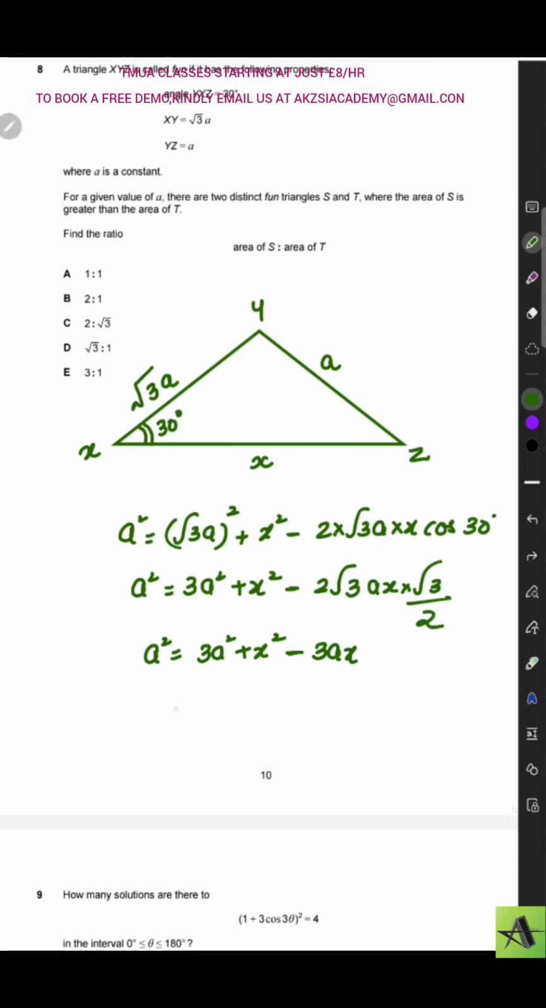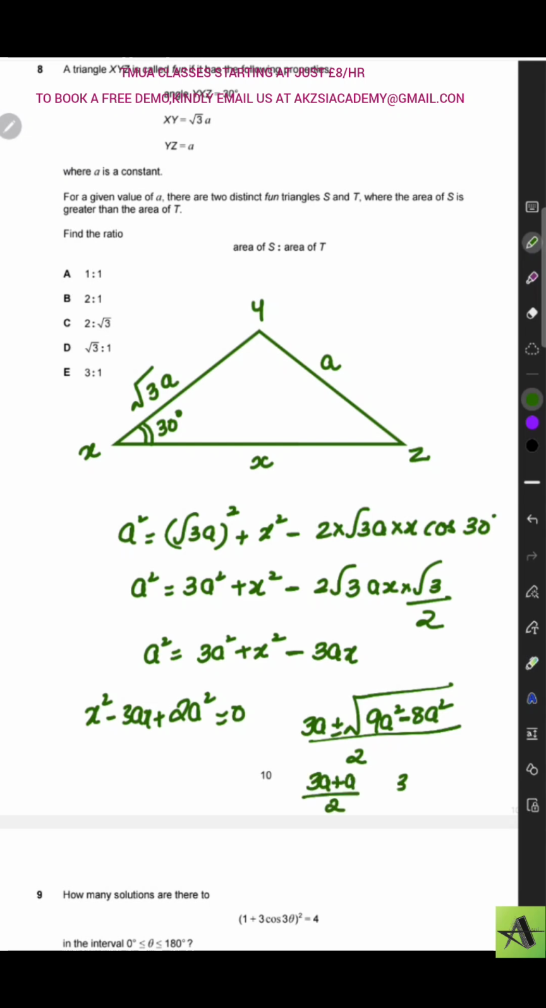Finally, let me bring all of that on one side. So this will be 3A squared minus A squared, which is 2A squared: X squared minus 3AX plus 2A squared is equal to 0. This is an equation in X. We have to find the value of X because that's what we are finding. We are finding the value of XZ. So applying the formula method, minus b plus minus root b squared minus 4ac, over 2a. Root of A squared is A, so 3A plus A by 2 and 3A minus A by 2. It will give me two different values of XZ. One is 2A and another is A.